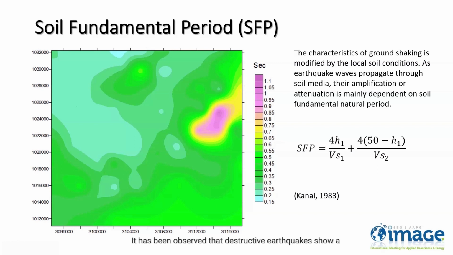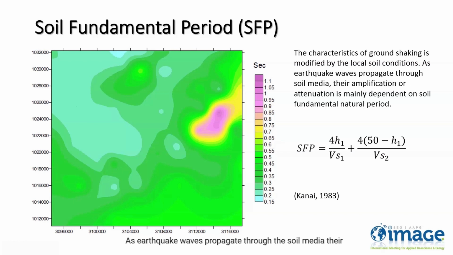It has been observed that destructive earthquakes show a correlation between damage and local geology, where the destruction is generally larger on soft soils as compared to hard soils. There is also evidence that the characteristics of ground shaking can be modified by the local soil conditions, and therefore long-period buildings located in areas having softer or deeper soils undergo more damage and collapse.